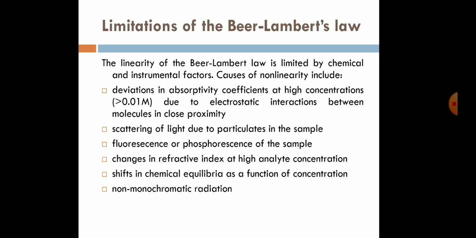Another reason for the deviation is the scattering of light due to the particulates present in the sample. The third reason is fluorescence or phosphorescence of the sample. Next, changes in the refractive index at high concentration of the sample. Next is if we are using non-monochromatic radiation. If we have not fixed the wavelength of the light before passing it through the sample, then also there will not be any linearity for the Lambert-Beer's law relationship.